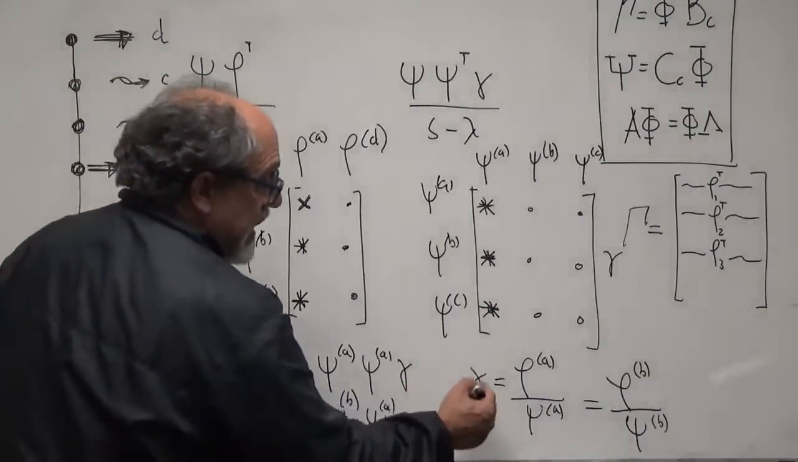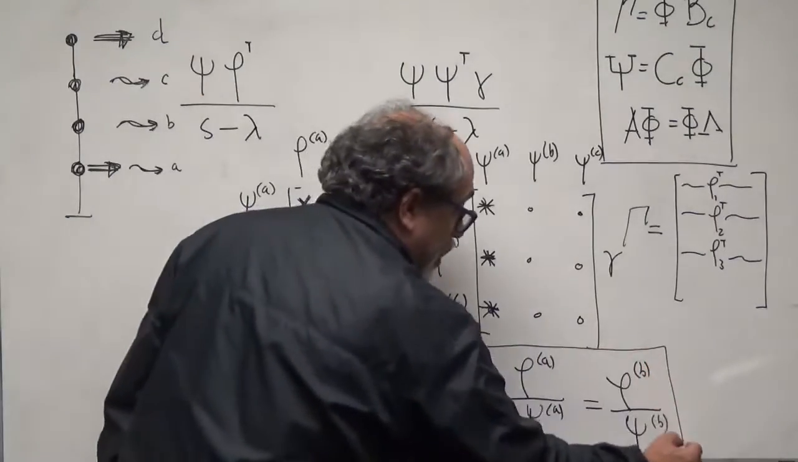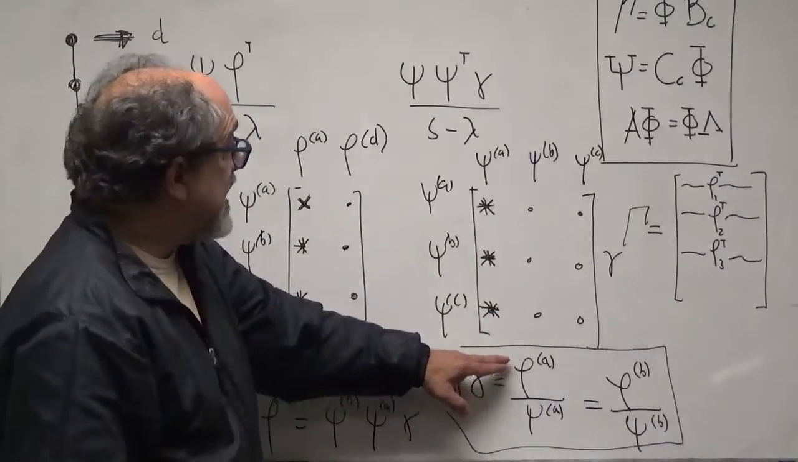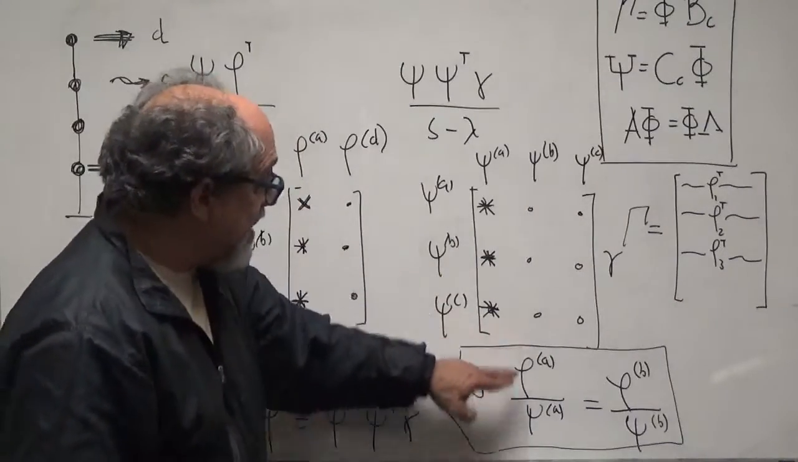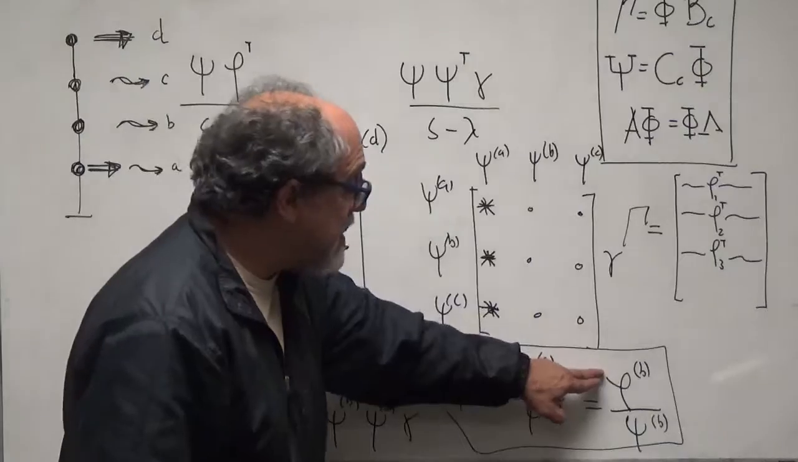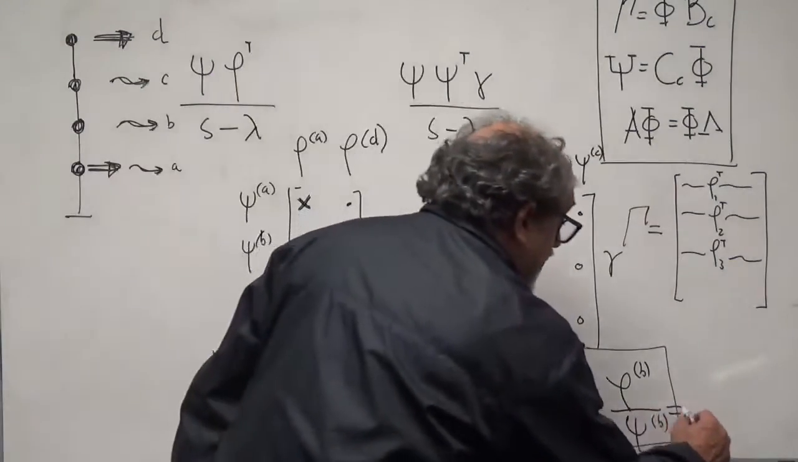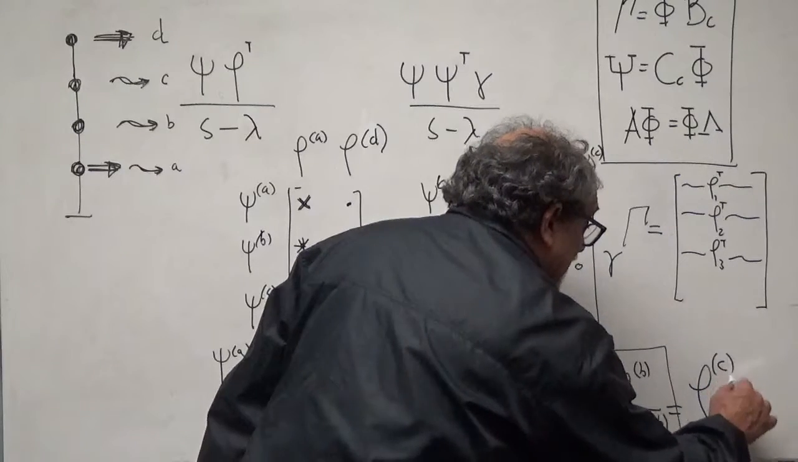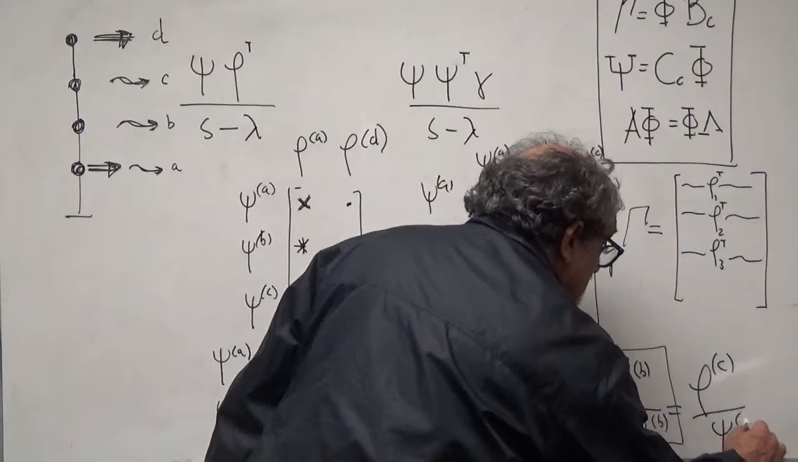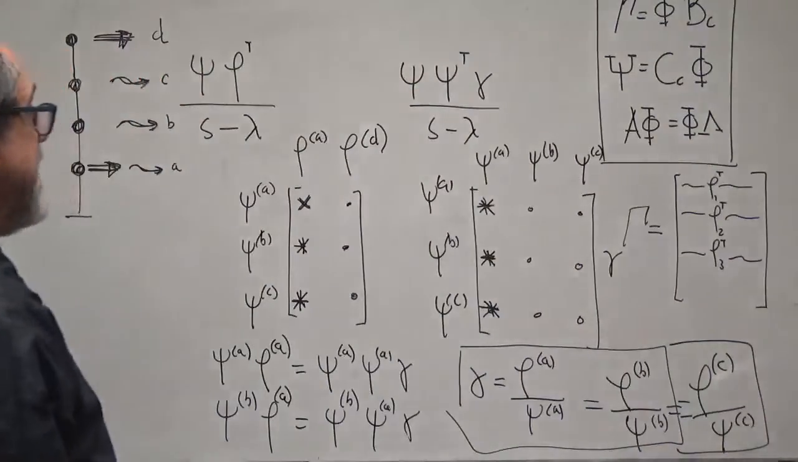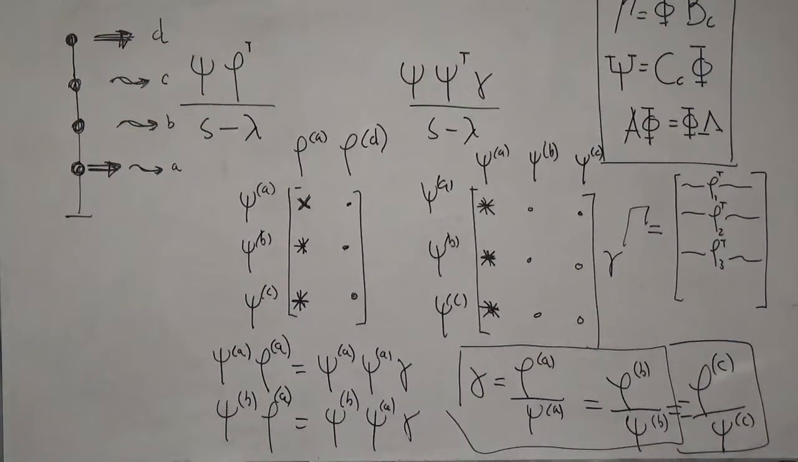Either way, when I substitute, I get, for both cases, this expression, which says the constant for this mode is CA divided by phi A, or CB divided by phi B, or you could get the same thing in C. You would get CC divided by phi C, right? All those numbers would be exactly the same, okay?